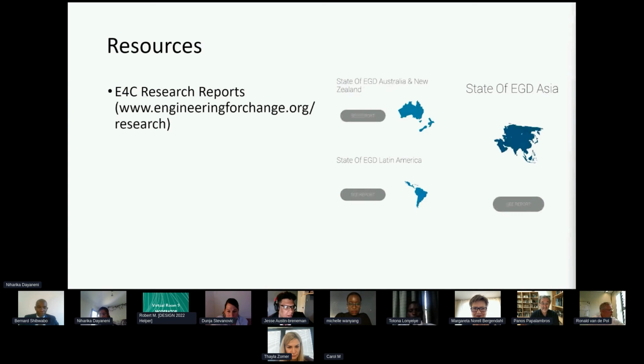There we go. So resources that Engineering for Change has that you might use if you were doing a design project. Time. Yes, Panos?